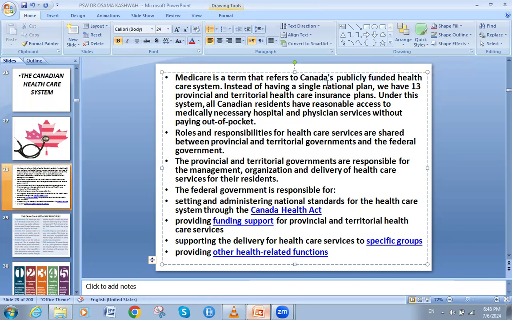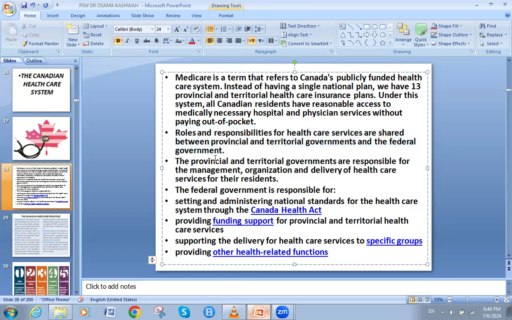Instead of having a single national plan, we have 13 provincial and territorial plans. So in Canada, there are 13 provincial and territorial healthcare insurance plans, which shows us a kind of diversity in the plans themselves. The roles and responsibilities for the health plans are shared between provincial and territorial governments and the federal government as well.